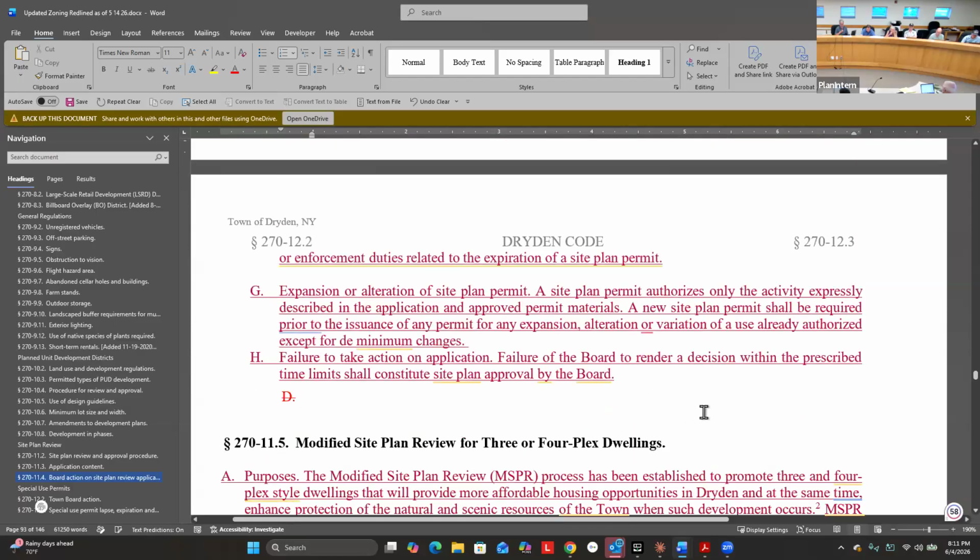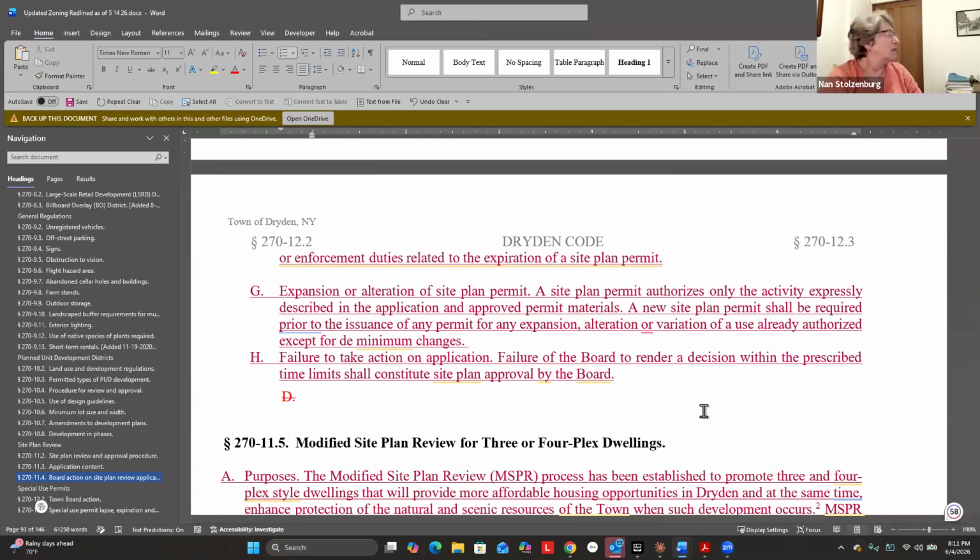The comment is, does failure to take action include stalled action to get project financing? No, it means that the board doesn't act to make a decision within the 62 days. Right. You can keep the hearing open and not act, right? You can. Correct. You can delay. Right. But the question here is the board failing to take an action.